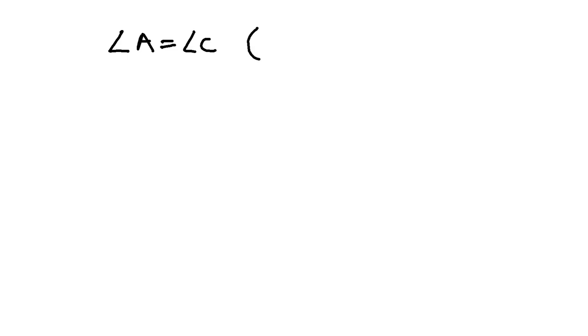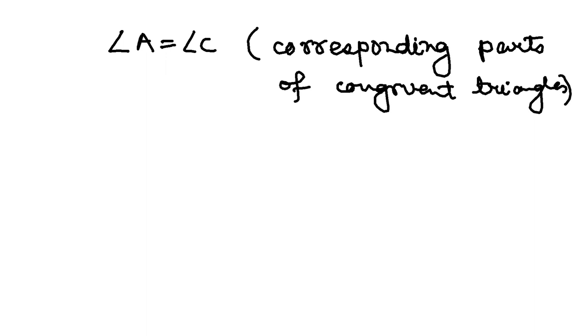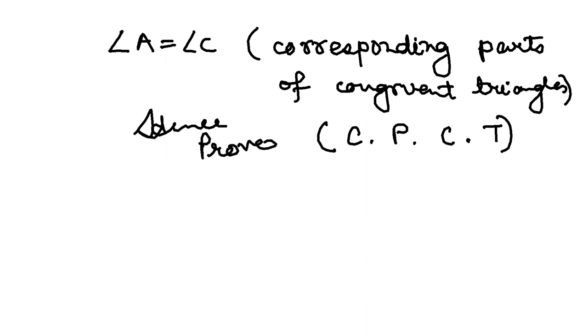What is the reason? Corresponding parts of congruent triangles. Instead of writing it in the long way, you can write it in short form. I think some of you know this thing. C, P, C, T. Corresponding parts of congruent triangles. And hence proved. This is what you needed to prove. So I am done with question number 3.